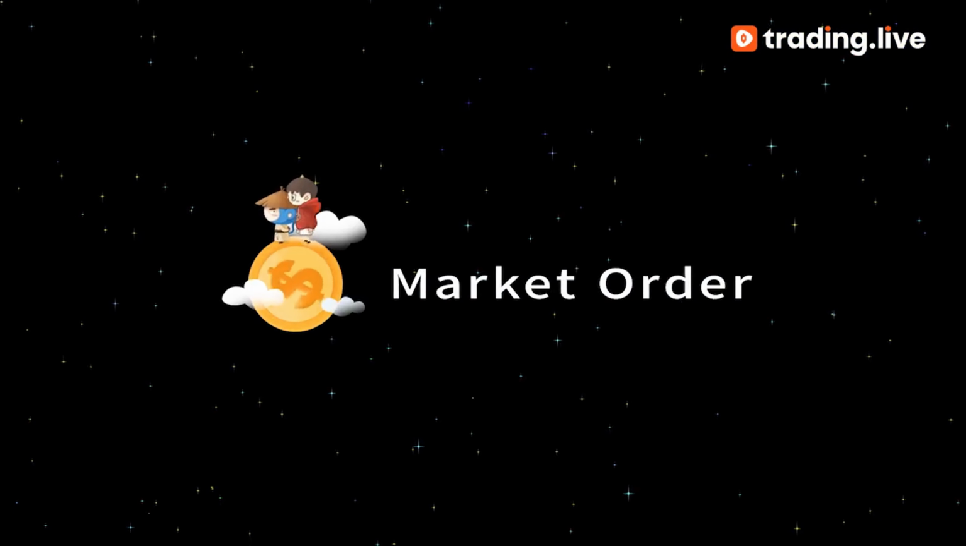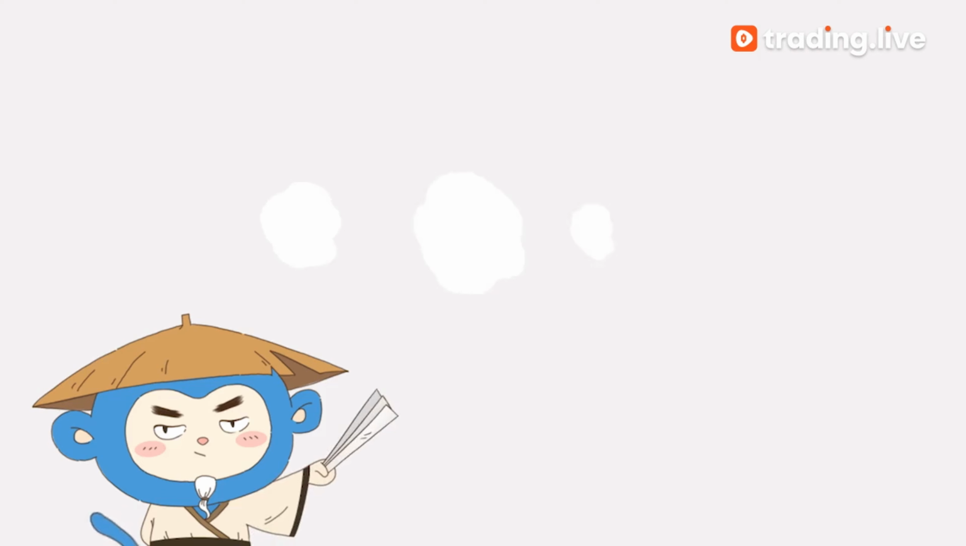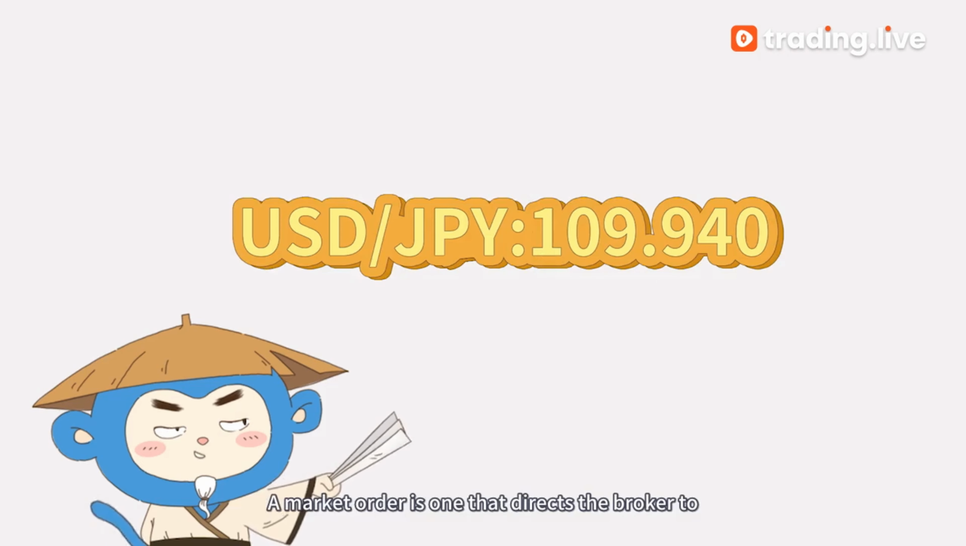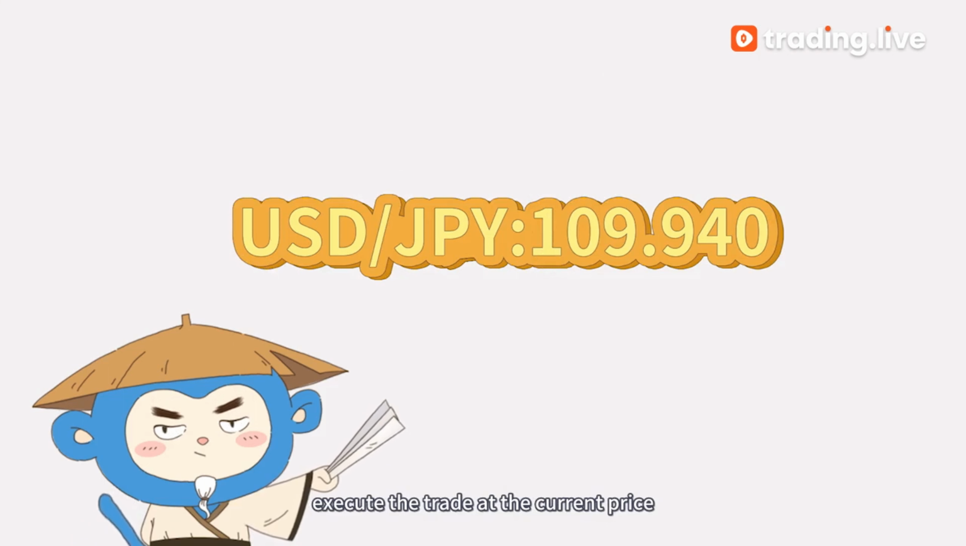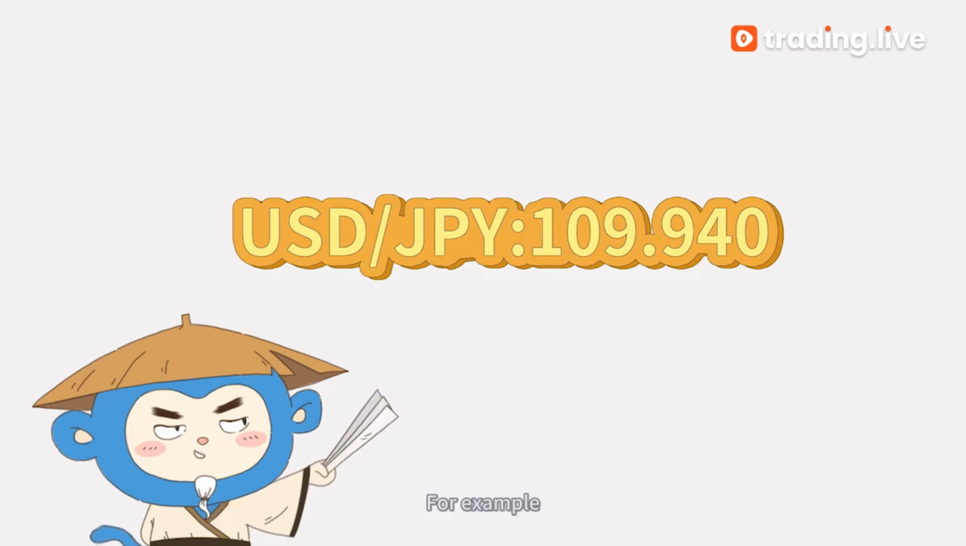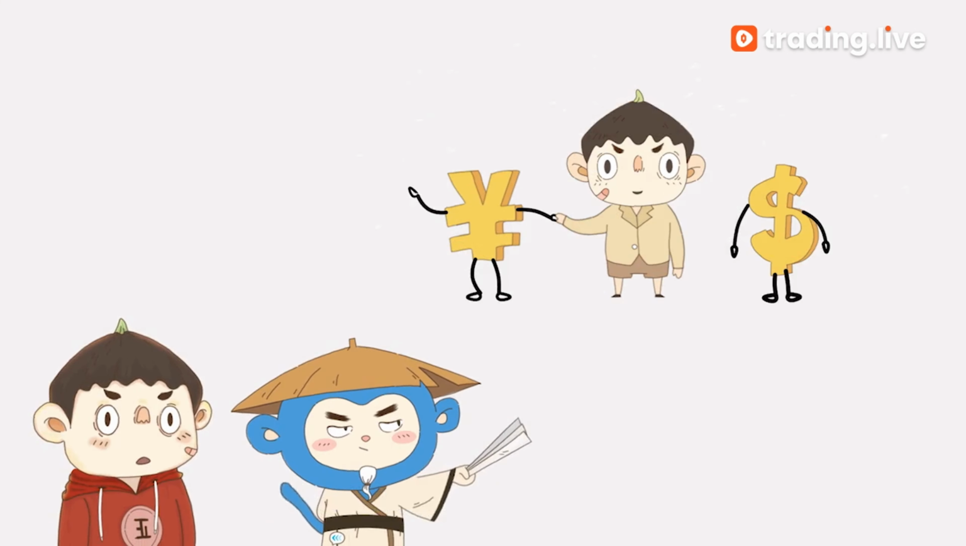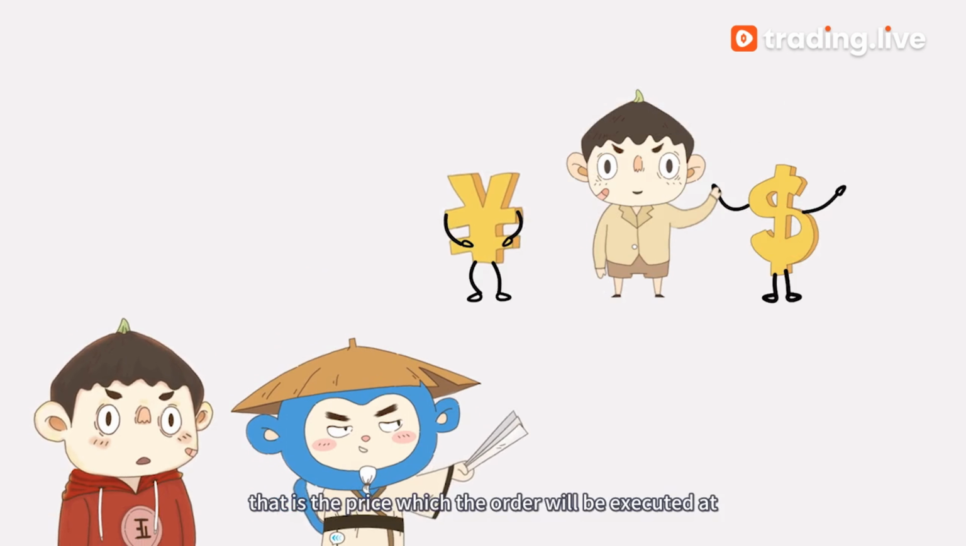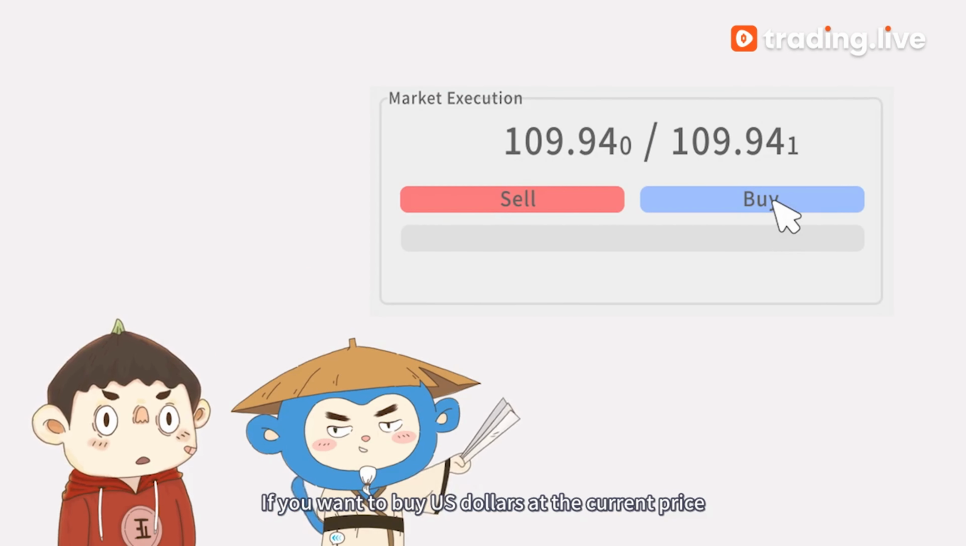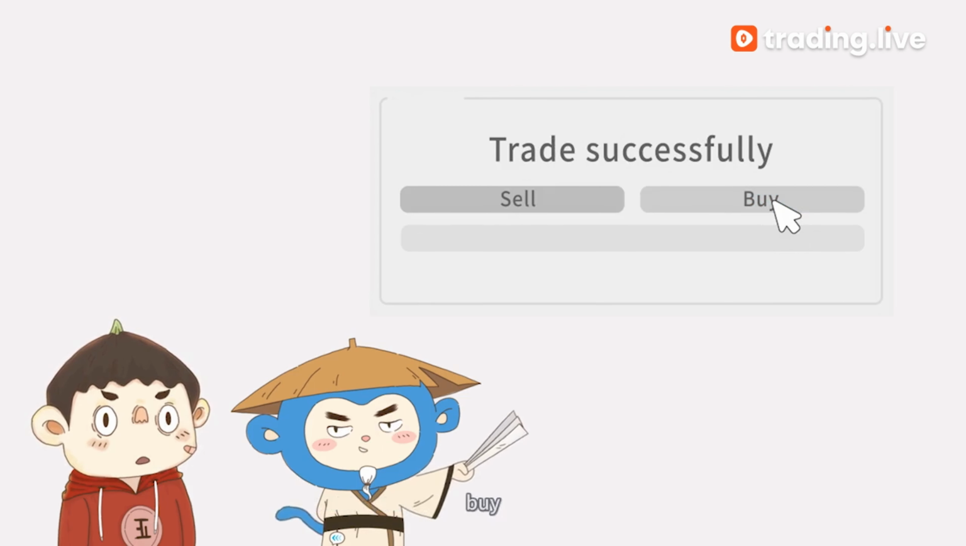Market order. A market order is one that directs the broker to execute the trade at the current price. For example, if the ask price of US dollar to Japanese yen is 109.940, that is the price which the order will be executed at. If you want to buy US dollars at the current price, you just need to click the buy button on the trading platform. The trade will be executed immediately.